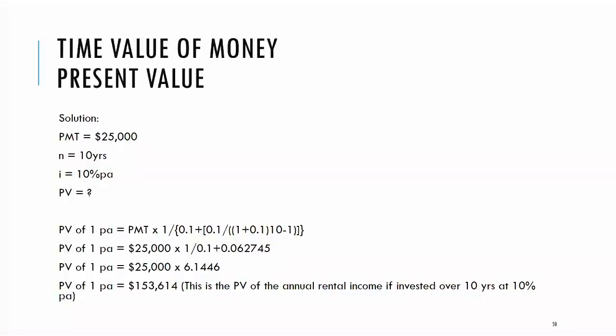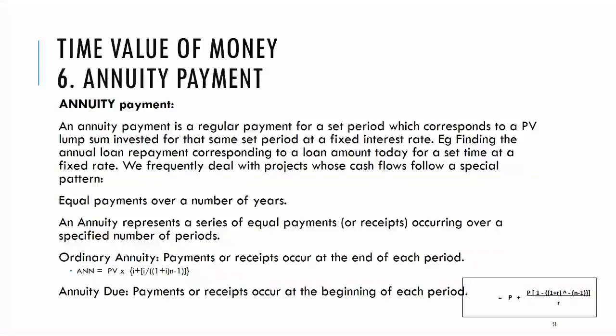So that's the value of the property simply with a 10% discount rate. In this case, we say your expected return is 10%. That's your required rate of return. And then you should only pay 153,640, not more than that. If you pay more than that, your return will be less than 10%. Right.